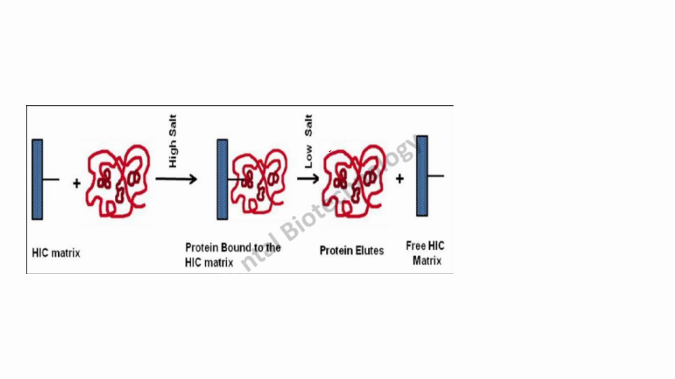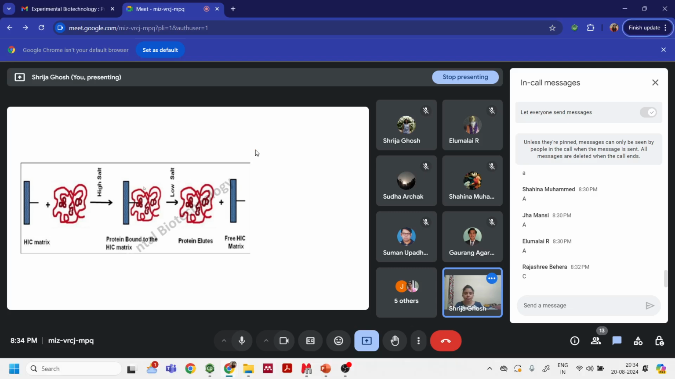of the column. So the interaction will be at a high salt concentration, where the hydrophobic patches are exposed, and the elution will be at a low salt concentration or at a different polarity, where the hydrophobic patches are again buried inside the protein. Is that clear? Everybody who answered option A, it should be clear to you.